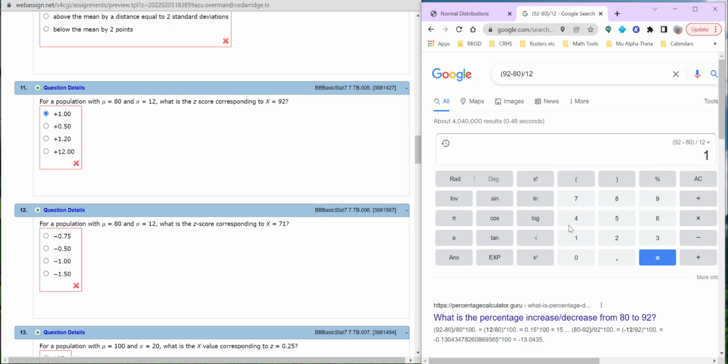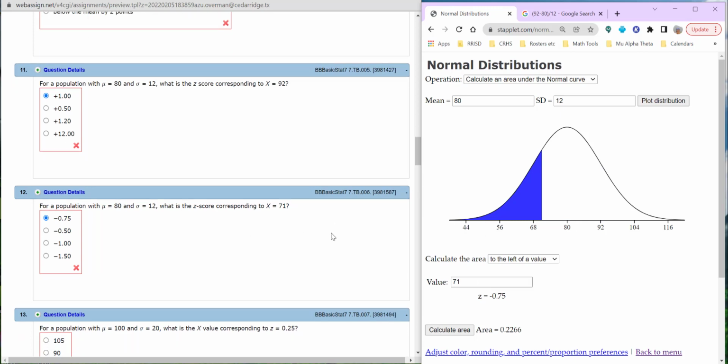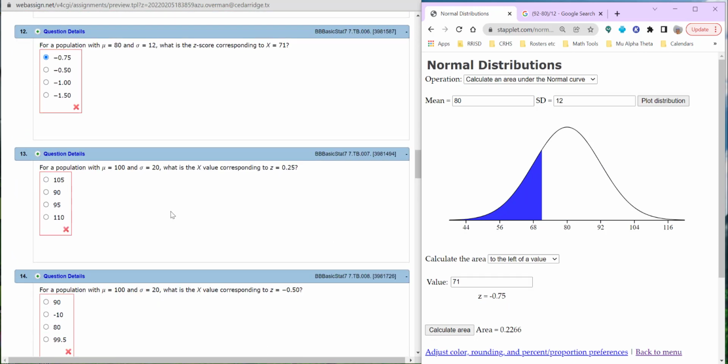So let's see now. The value is 71 minus 80. Close your parentheses, then divide by your standard deviation. In this case, it's 12. And I get negative 0.75. Now, let me show you with the Staplet. So I just put in 71. And I get negative 0.75. So that's a nice shortcut to calculate your z-scores.